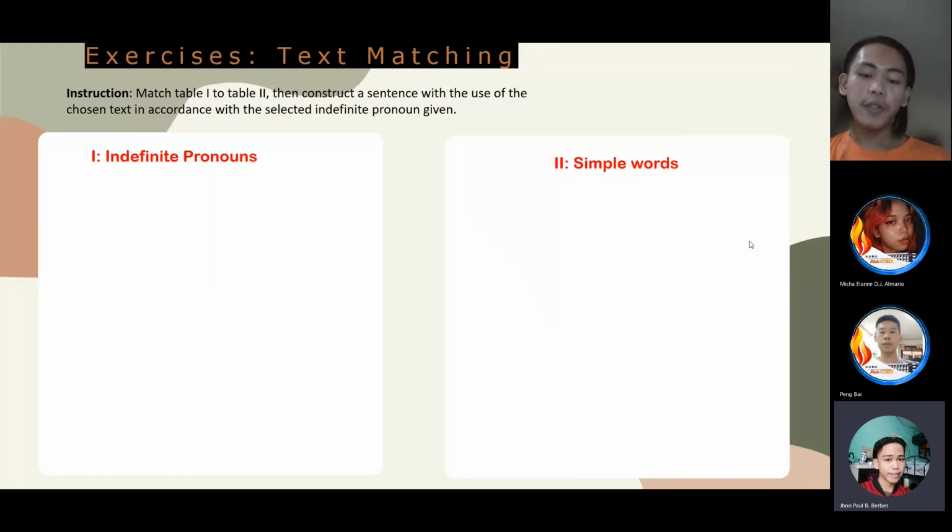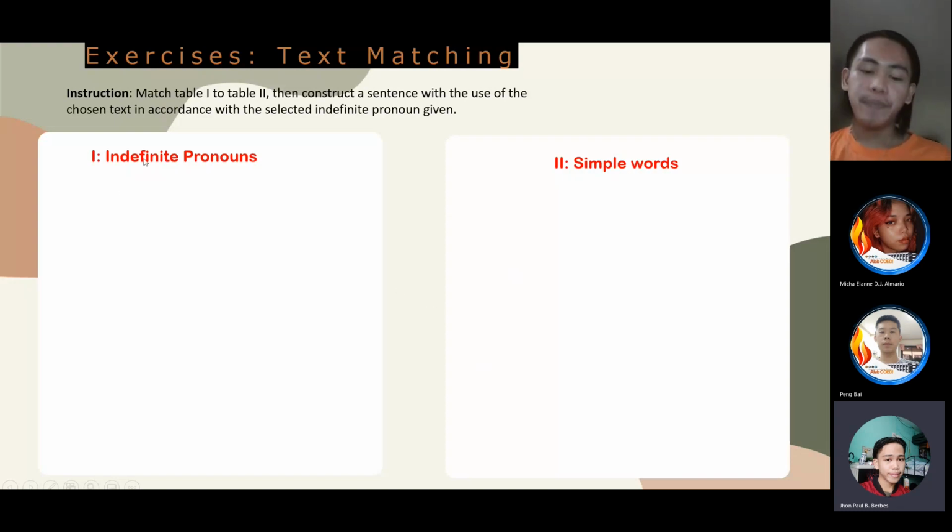Our activity for today is all about text matching. It is not the matching type you used to know, but rather a different one, and a very interesting one also. I hope you'll agree with me, class. So for the instruction, match table 1 to table 2, then construct a sentence with the use of the chosen text in accordance with the selected indefinite pronoun given. Note that you have to type your answer or answers in the chat box.